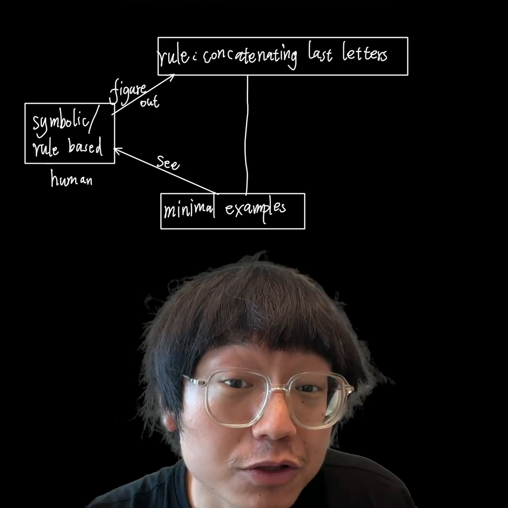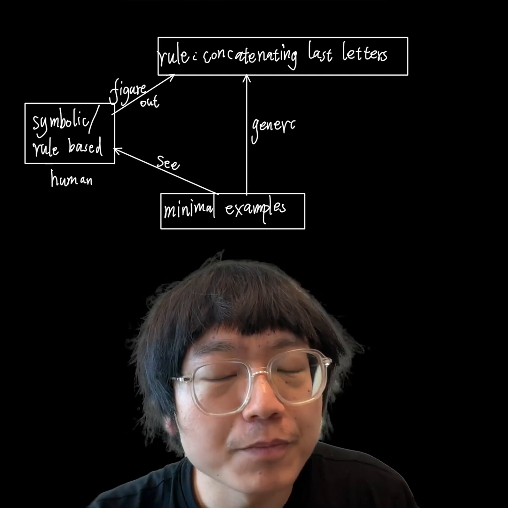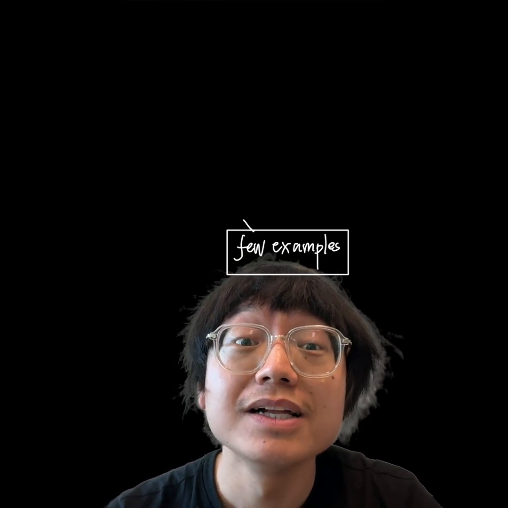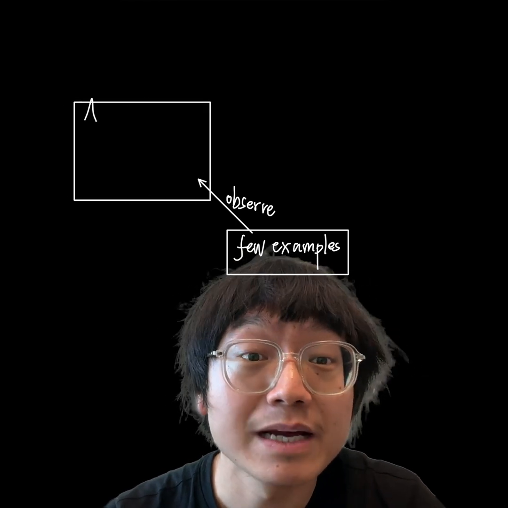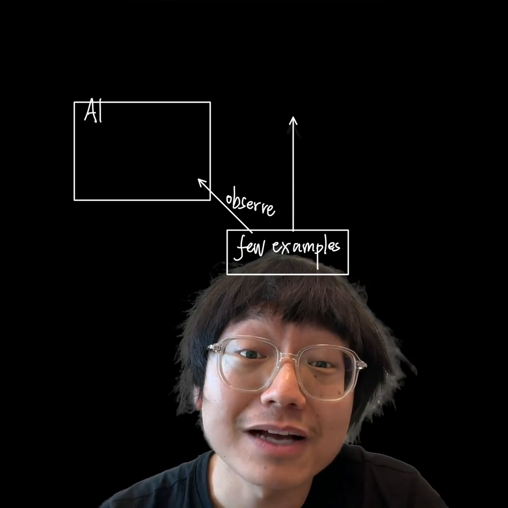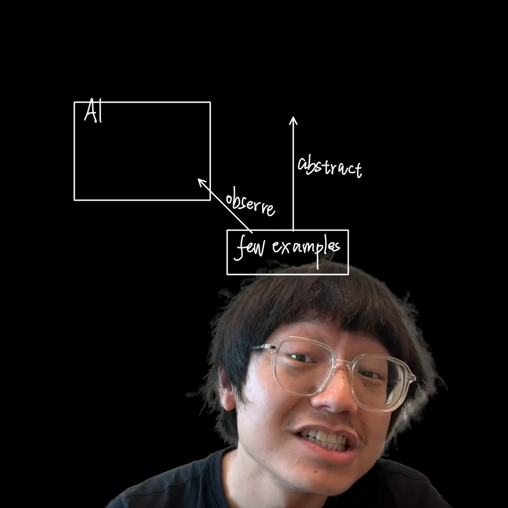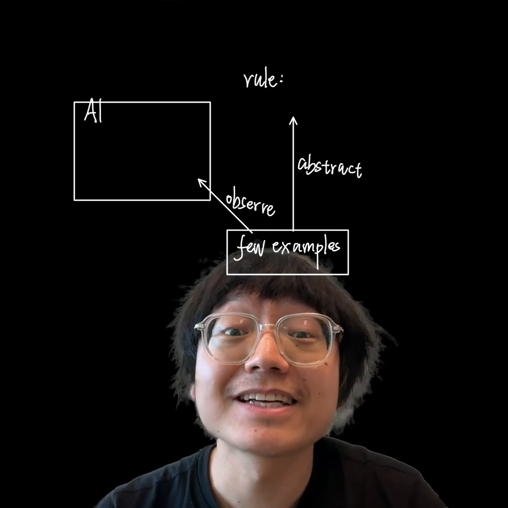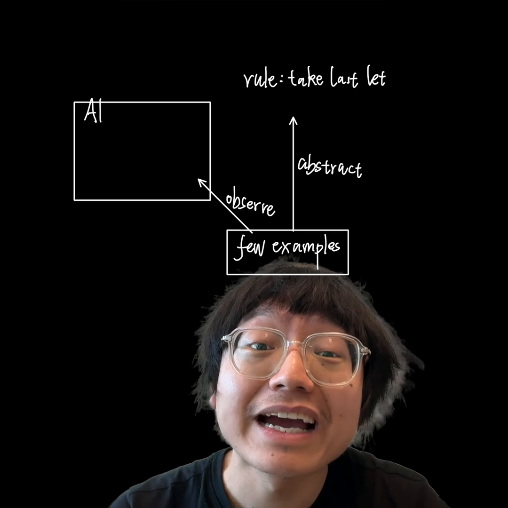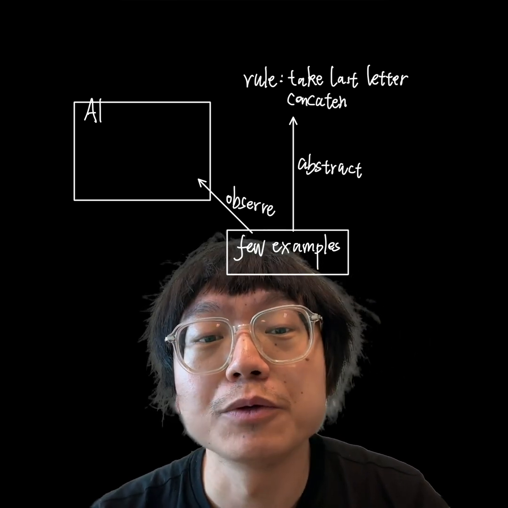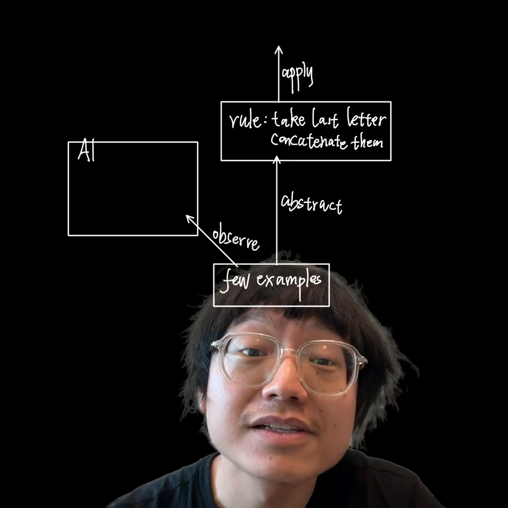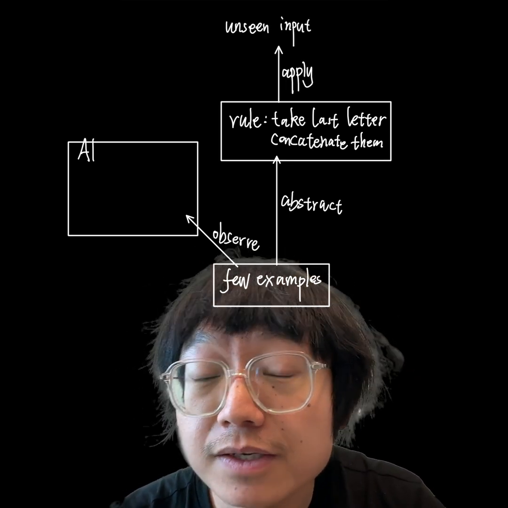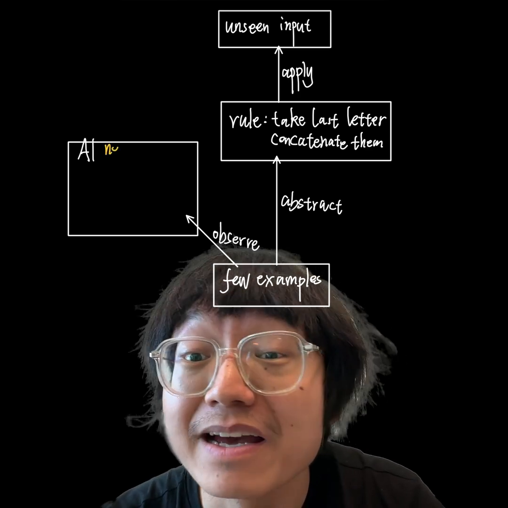If an AI model were truly intelligent in this way, it would first observe an example or two, like input Elon Musk, output is NK, input Bill Gates, output is LS, and then it can abstract the rule, which is to take the last letter of each word and concatenate them, and then apply it generally to unseen inputs such as input Barack Obama, output is KA. This is the neuro-symbolic approach. This is where neuro-symbolic AI comes into play.